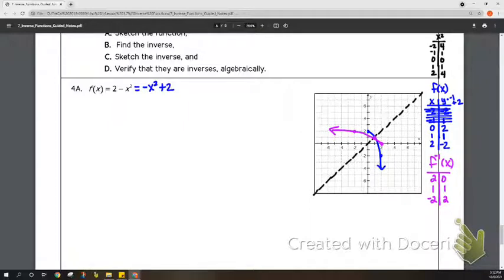And then I'm going to verify visually looking at these, do they appear to be inverses? Well, remember, inverses are reflections across that line y equals x. Do they look like reflections across the line that I drew in? They should. Yes, they do. All right, so now we're ready to find our inverse function.